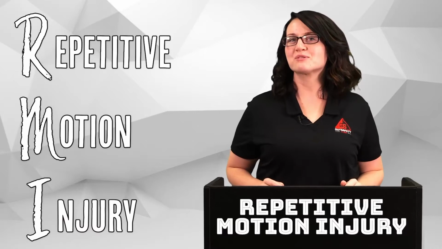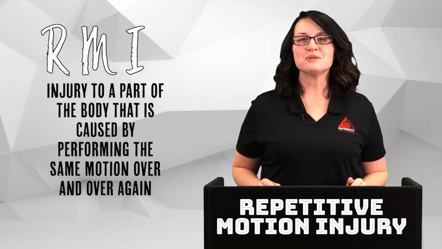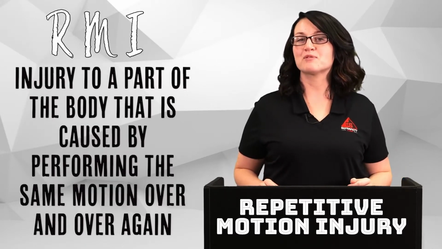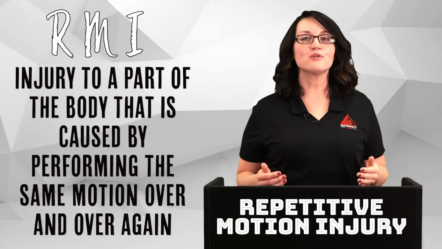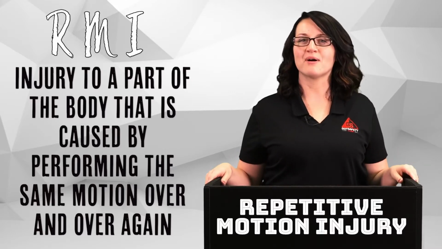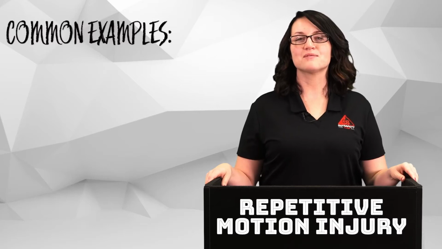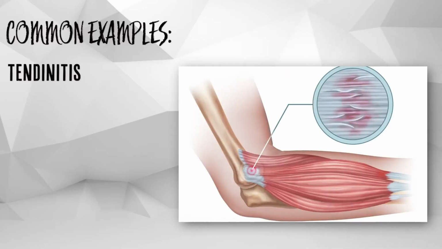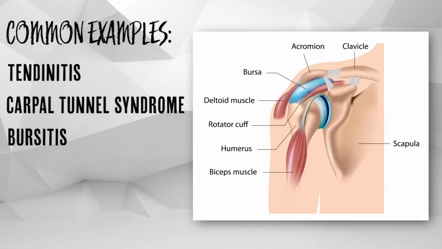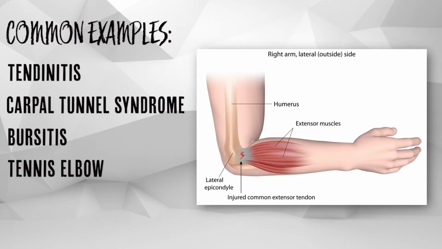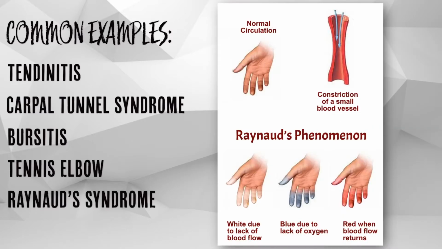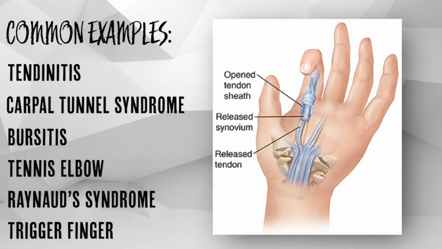Repetitive motion injury, or RMI, is an injury to a part of the body that is caused by performing the same motion over and over again, straining the body part. Some common examples of RMI are tendinitis, carpal tunnel syndrome, bursitis, tennis elbow, Raynaud's syndrome, trigger finger.